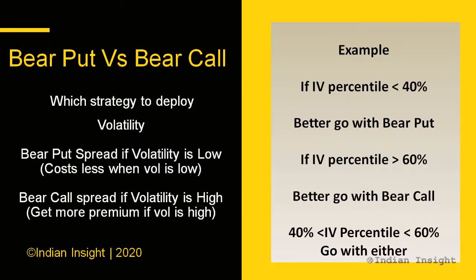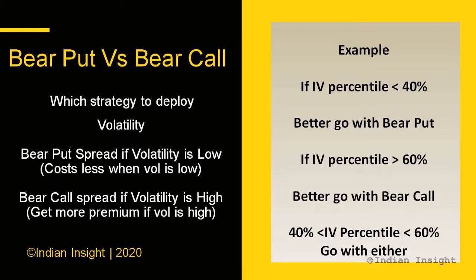Another secondary factor you might consider is volatility. Generally, when volatility is low, the option premiums are lower, which means executing a bear put spread will be cheaper as the premium of the put options involved would be lesser. So the best time to buy a bear put spread is when the volatility is low. Conversely, when the volatility is high, you can execute a bear call spread as option premium will be higher and you would receive a higher premium if you execute a bear call spread.